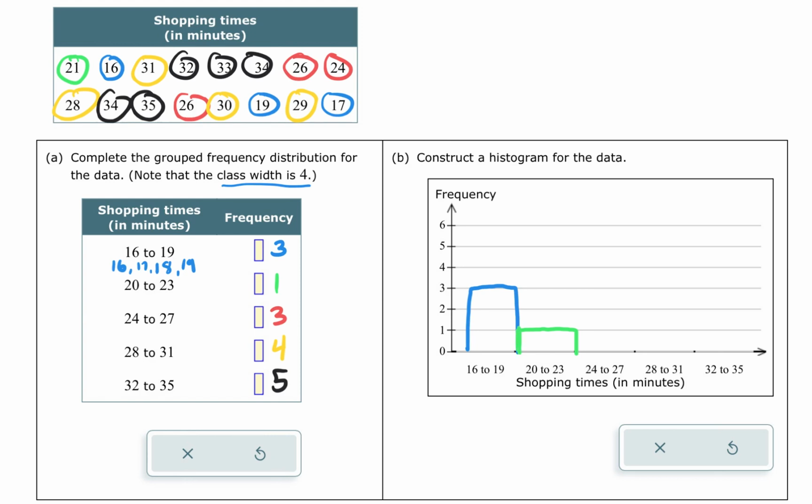From 24 to 27, we had 3. So we're going to go up to 3. 28 to 31 is 4. Go up to 4. Bar graphs, you usually leave a little space in between them, but because histograms are ranges of data, we don't leave any space in between them. So there's our histogram and our frequency table.